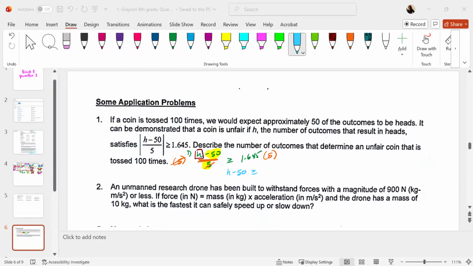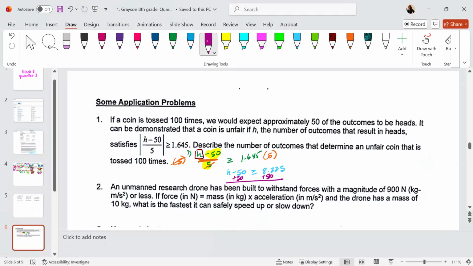I think it's 8.225. Correct? So then how do you get rid of the 50 here? Adding it. That part cancels. H is greater or equal to 58.225. That's your answer, correct?